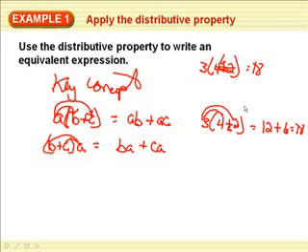And yeah, that's not the fastest right now, but that's not what we're practicing. We're practicing an understanding of the distributive property. All right? So then also, you can do the same thing if it's a subtraction.